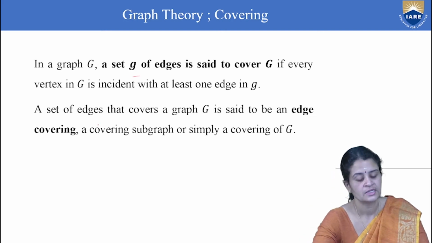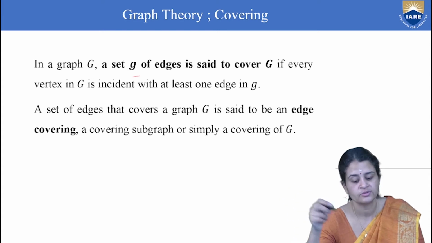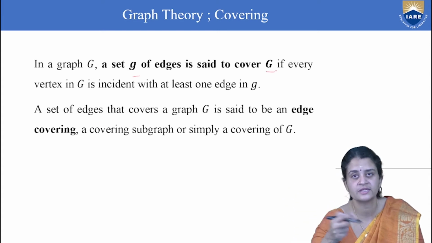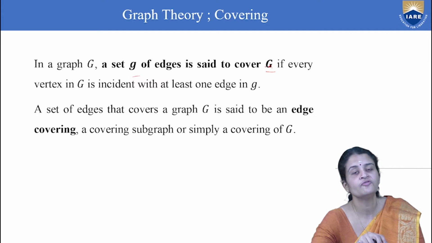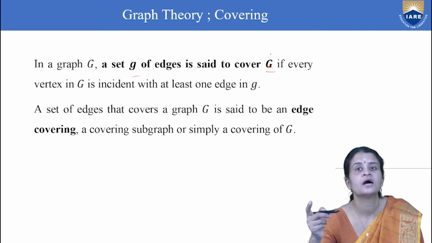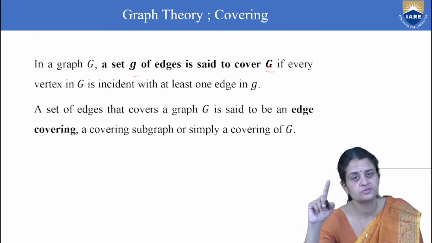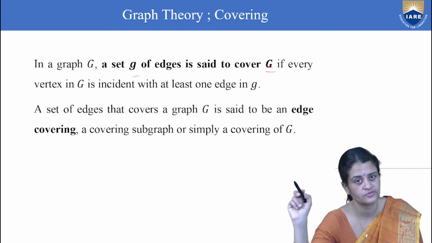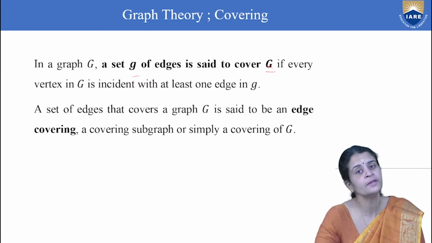That is, if we are taking a subset of edges of the graph capital G and naming it small g, then g is said to cover G if every vertex of this graph has at least one end in g. That is, this small g is incident with all vertices of G. A set of edges that covers G is said to be an edge covering, or simply a covering, of G.